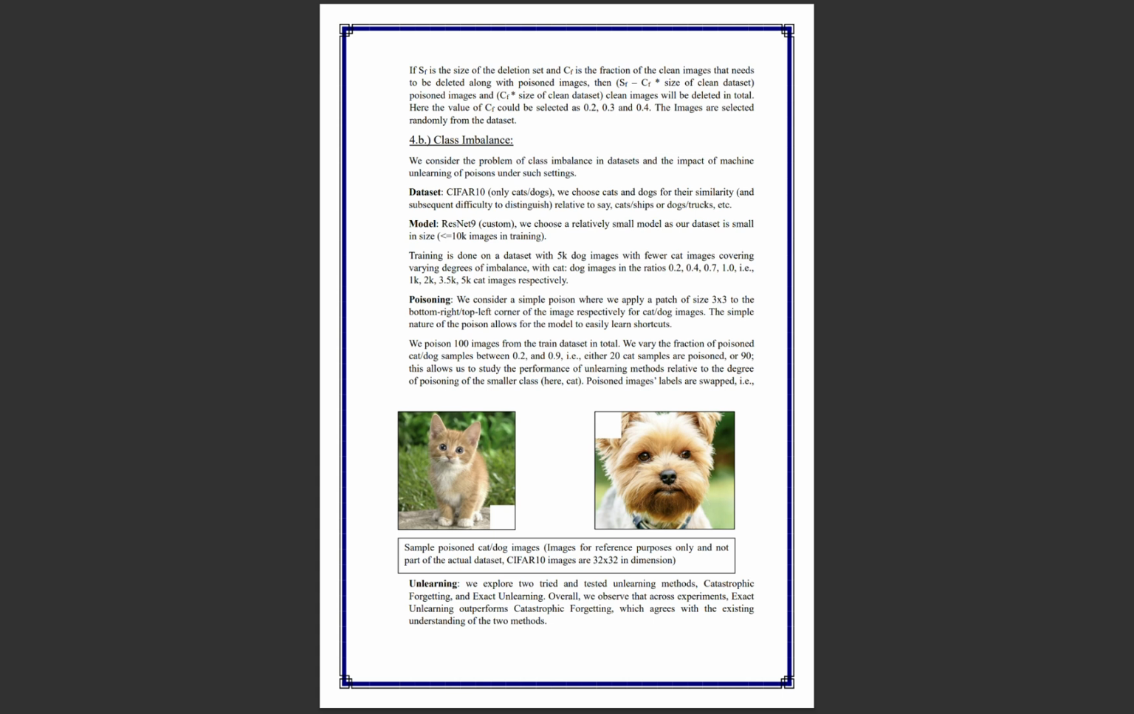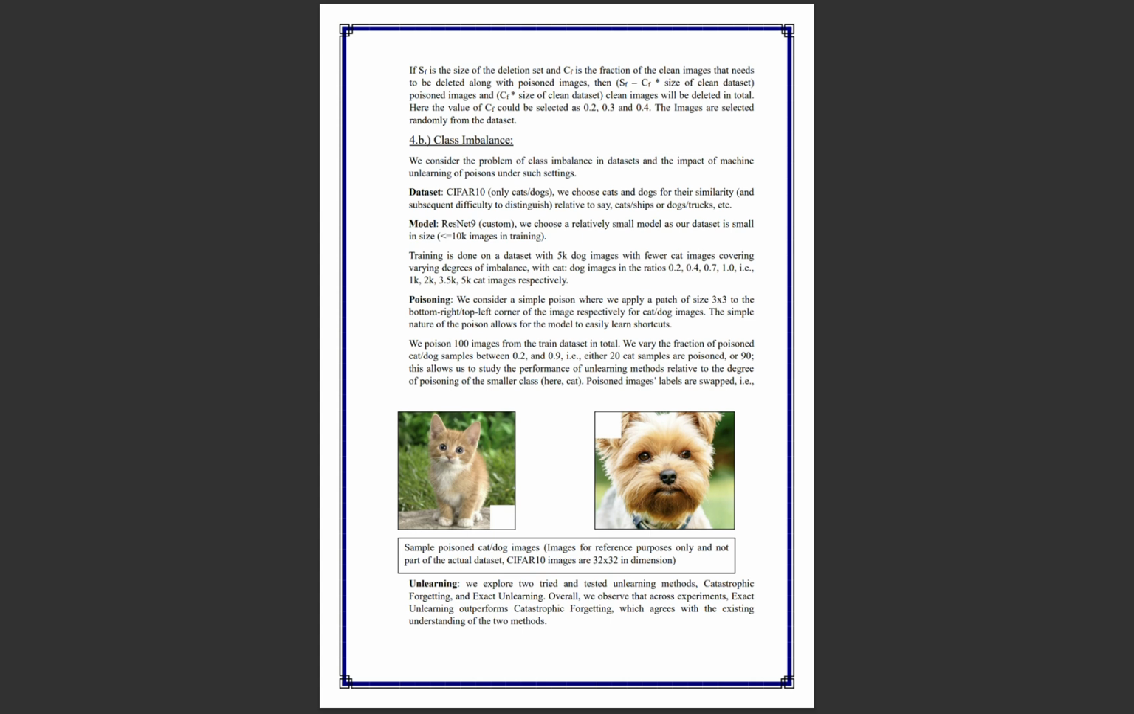Training is done on a dataset with 5,000 dog images and with fewer cat images covering varying degrees of imbalance, with cat to dog ratios 0.2, 0.4, 0.7 and 1.0, that is 1000 cat images, 2000 cat images, 3.5 thousand cat images and 5000 cat images respectively.